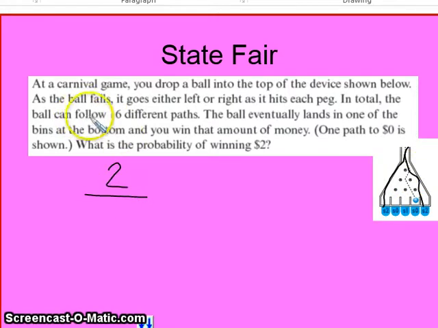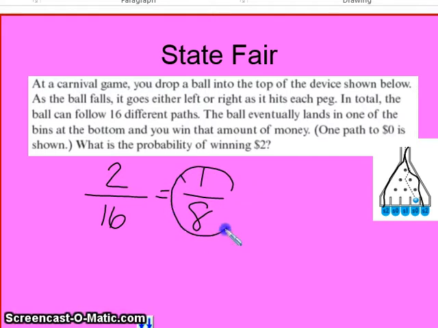Out of how many total paths could the ball follow? It can follow 16 different paths. So our probability is 2 out of 16. But we can't leave it as 2 out of 16. We definitely need to simplify that. 2 divided by 16 is the same thing as 1/8. So our probability is 1/8.